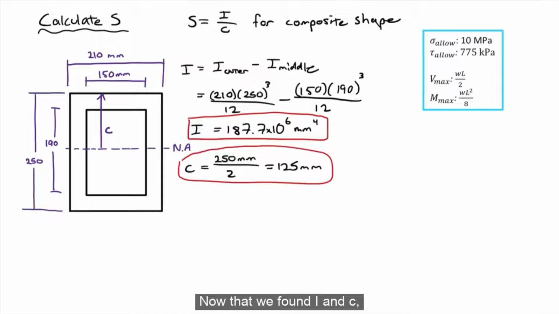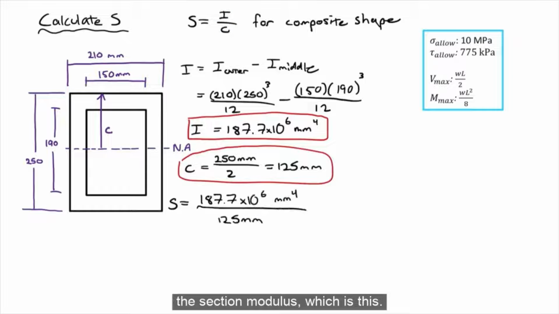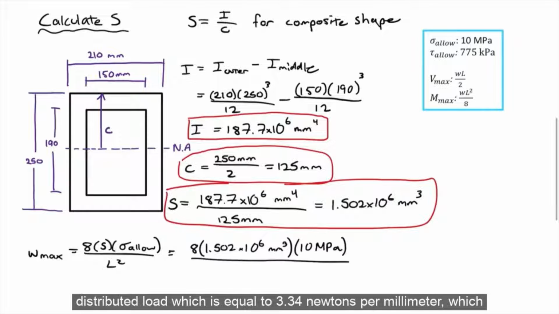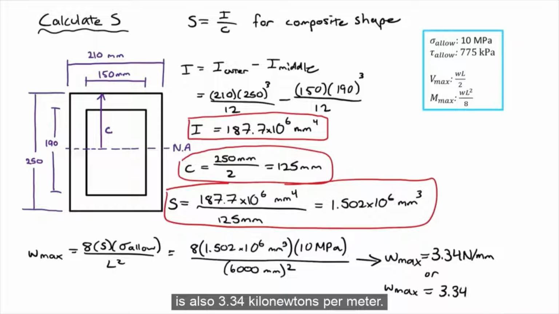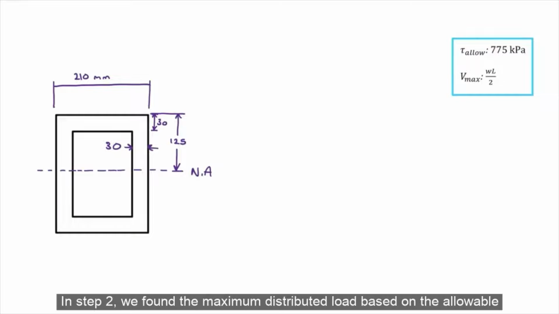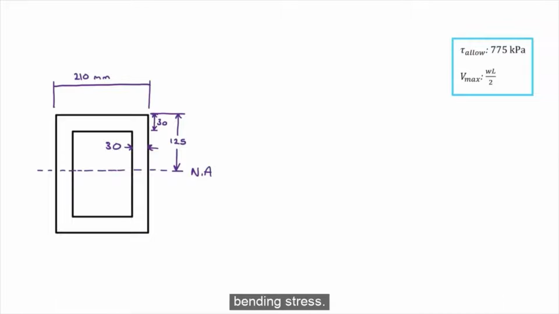Now that we found I and C, we can plug the values in here and calculate S, the section modulus, which is this. Going back to this equation, we can now solve for the maximum distributed load, which is equal to 3.34 newtons per millimeter, which is also 3.34 kilonewtons per meter. In step 2, we found the maximum distributed load based on the allowable bending stress.